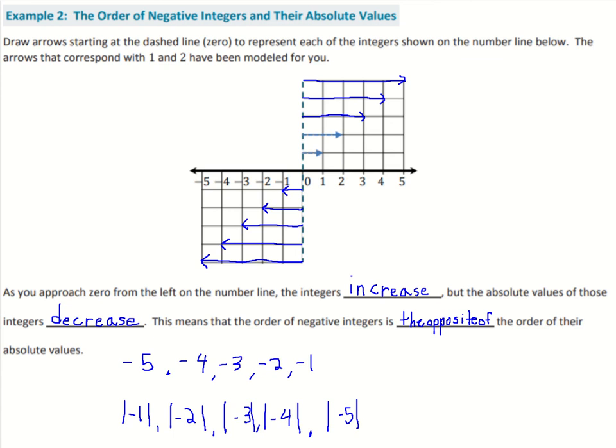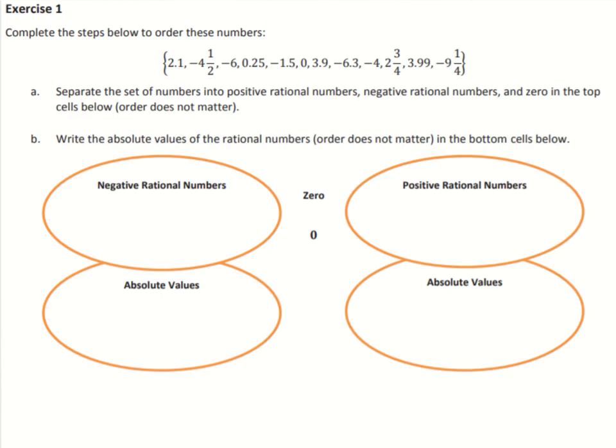With that, what we're going to do is move on to exercise 1. Exercise 1 we'll do together, and then you guys will have exercise 2 and the problem set to do on your own. First things first, in exercise 1, what they want us to do is complete the steps below to help us order these numbers. First thing it wants us to do is separate our set of numbers into positive rational numbers, negative rational numbers, and 0 in these top cells below.